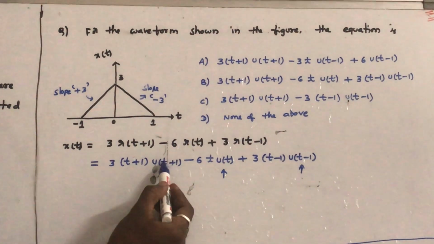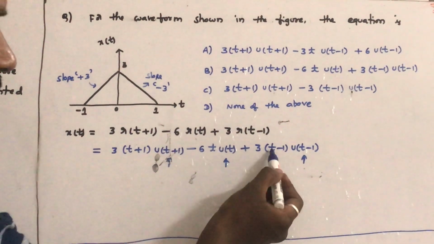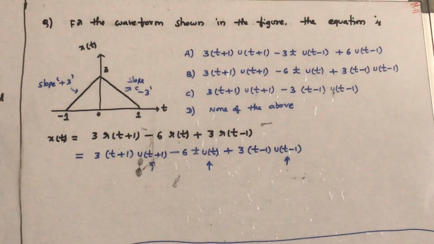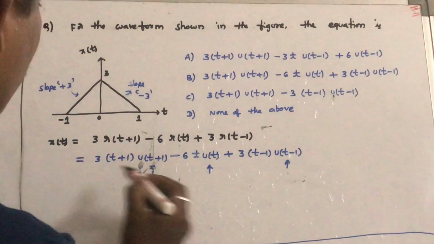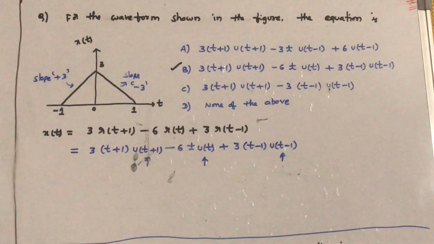When you add unit steps to these waveforms, that means this waveform starts at t is equal to minus 1, the ramp starts at t is equal to 0, and this ramp starts at t is equal to 1. That is the meaning of this. You can check where this equation is. You can see it here, in B. So option B is correct.